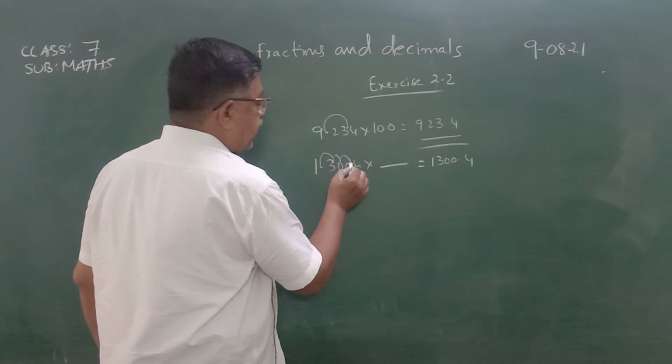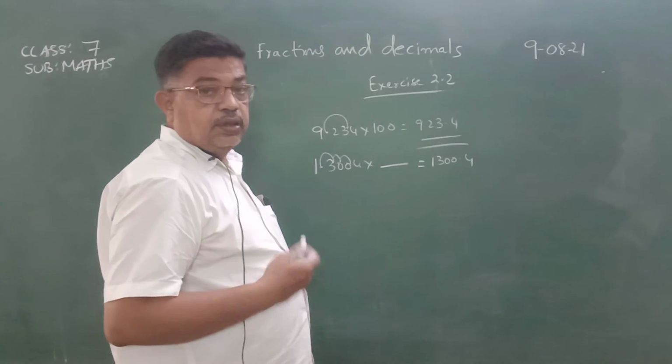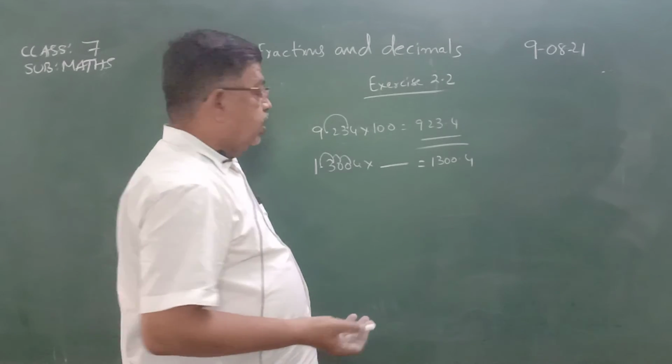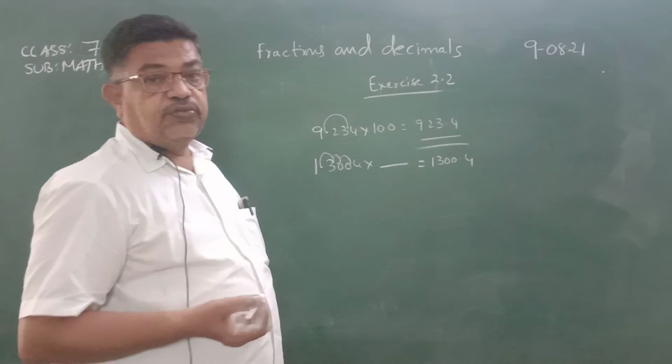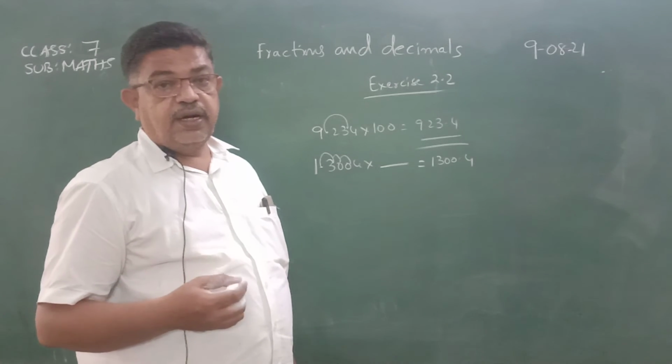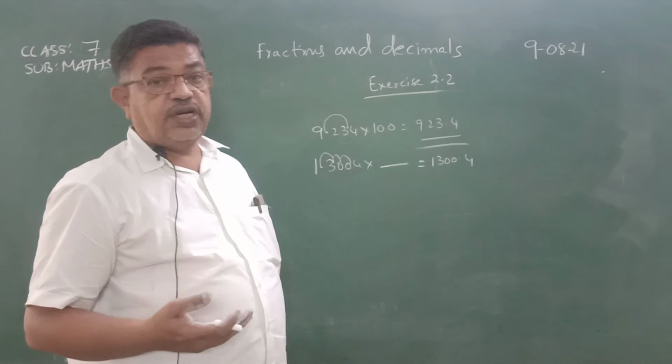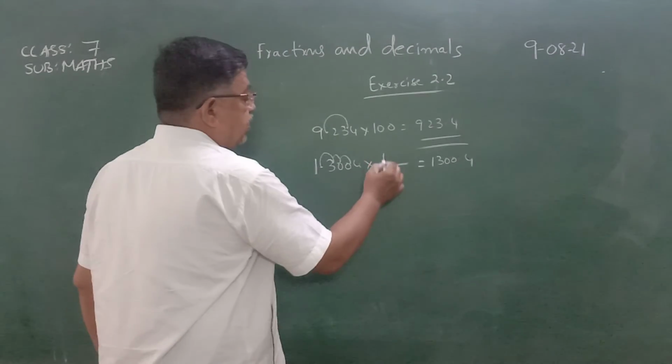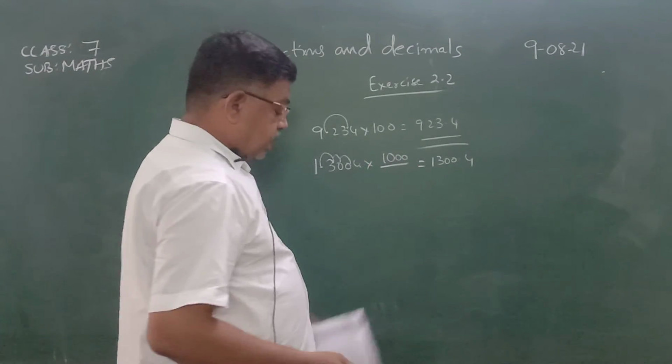1, 2, 3. When it moves 3 places, you have to multiply with 1000. When the point moves 1 place, we multiply with 10. When the point moves 2 places, we multiply with 100. When the point moves 3 places towards right, we multiply with 1000. The number in the blank should be 1000.